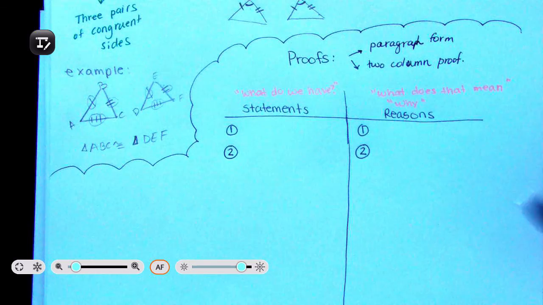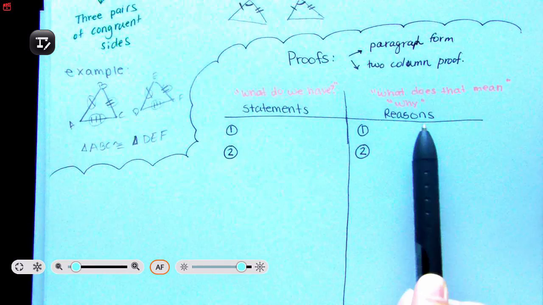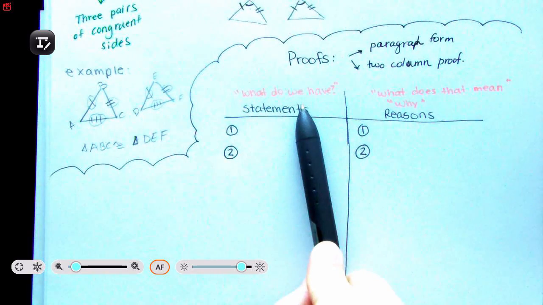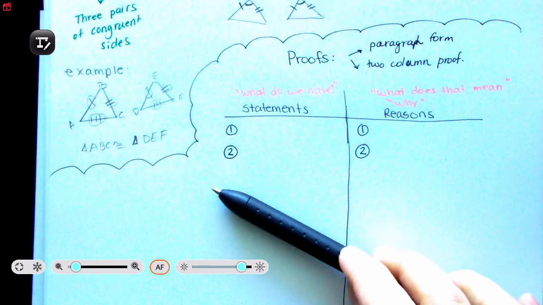Okay, so your setup, you're always going to do this. You're always going to write statement. You're always going to write reason. You're going to answer my two questions: what do we have? What does that mean? And then you're going to do that.